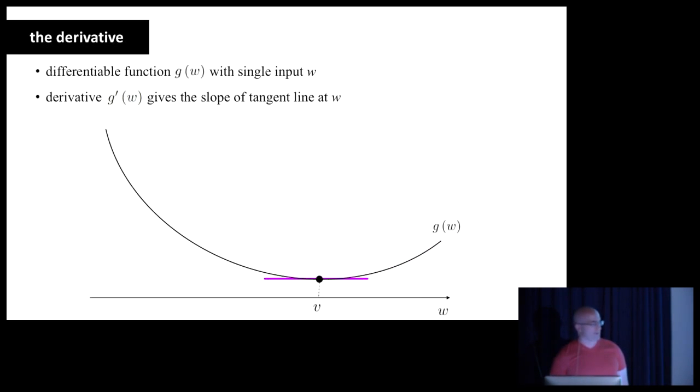Here, one more place. I'm down at the very bottom. That tangent line has a slope of 0, and so does the derivative. It has a value of 0 because the derivative is the slope of that line.